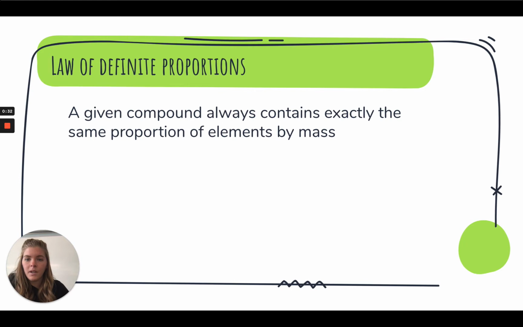Our next law we're going to be looking at is the law of definite proportions, which states that a given compound always contains exactly the same proportion of elements by mass. Basically, this means that if you have a compound of H2O, there's always the same proportion of hydrogen to oxygen no matter how large the H2O molecule is or how many of them you have.